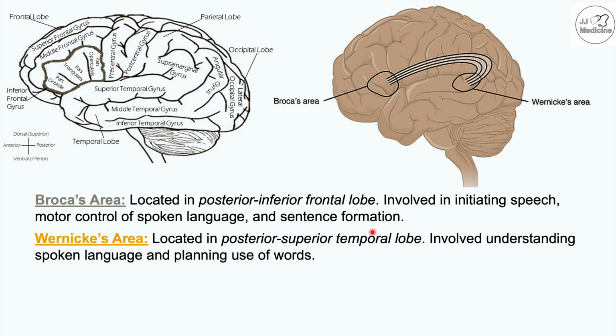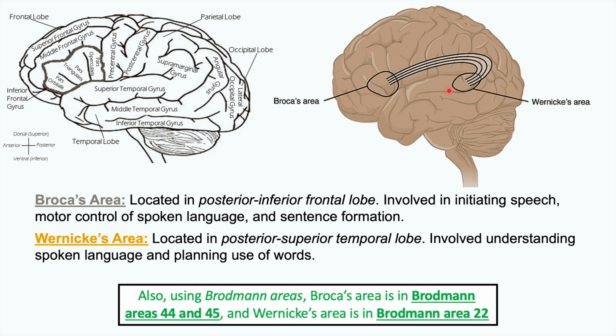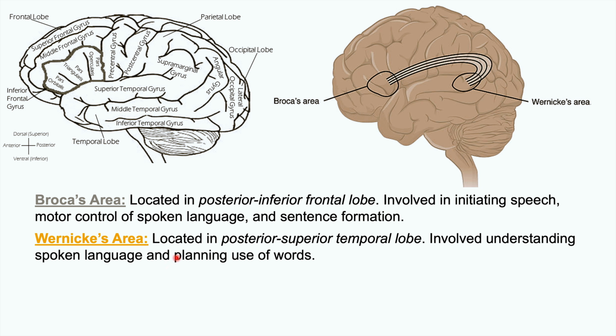Moving on to Wernicke's area. Wernicke's area is located in the posterior superior temporal lobe. So here is the temporal lobe here in this area. It's going to be at the more posterior aspect of the temporal lobe, and it's going to be superior. So it's going to be located in this area here. Wernicke's area is involved in understanding spoken language and planning use of words. It's involved in comprehension, so it's going to be very important as well.